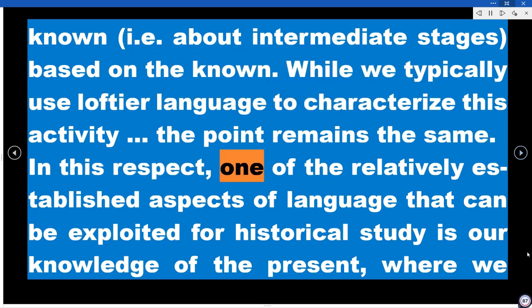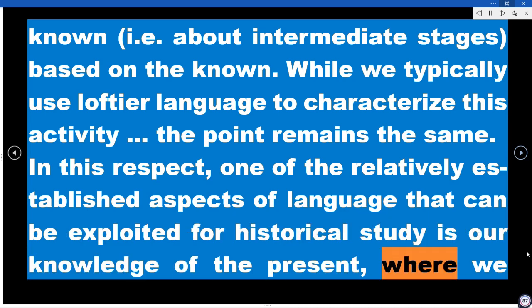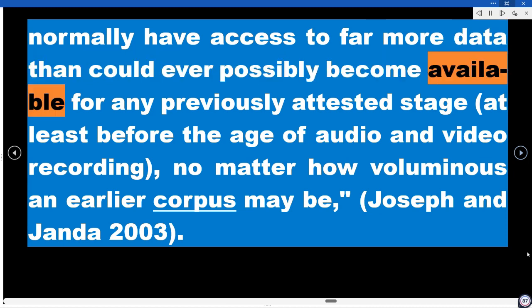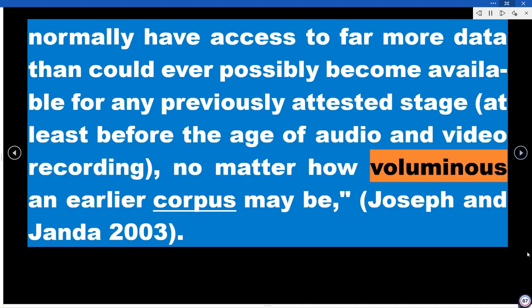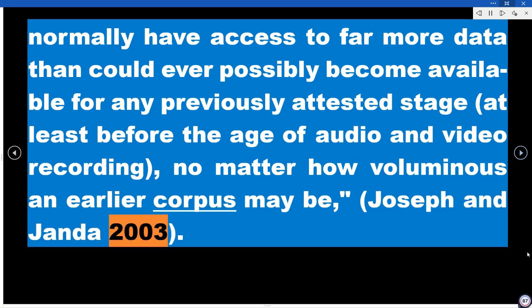In this respect, one of the relatively established aspects of language that can be exploited for historical study is our knowledge of the present, where we normally have access to far more data than could ever possibly become available for any previously attested stage, at least before the age of audio and video recording, no matter how voluminous an earlier corpus may be. Joseph and Janda 2003.